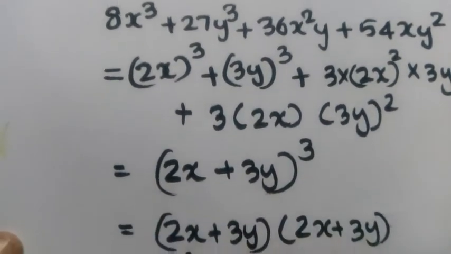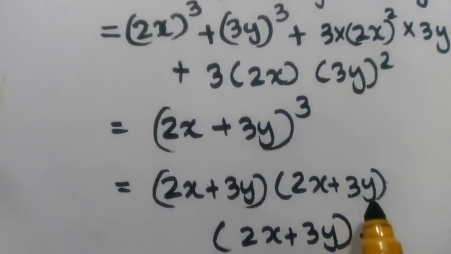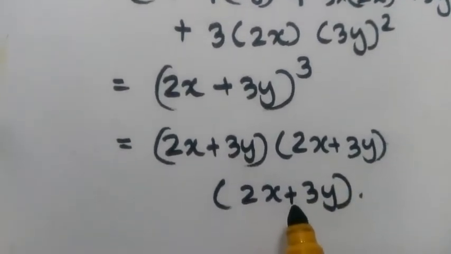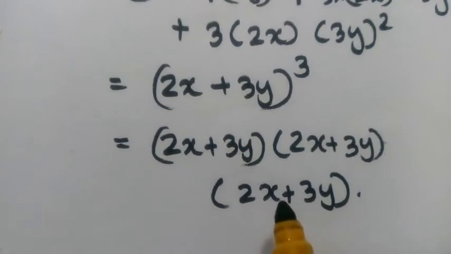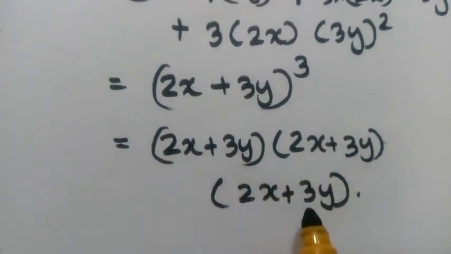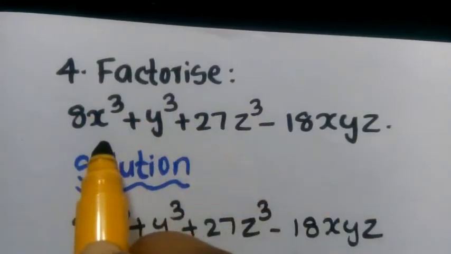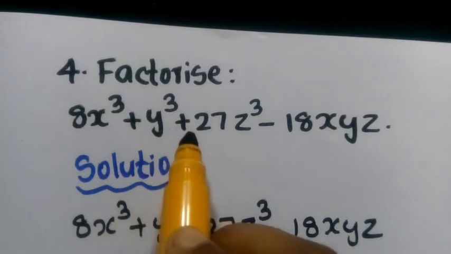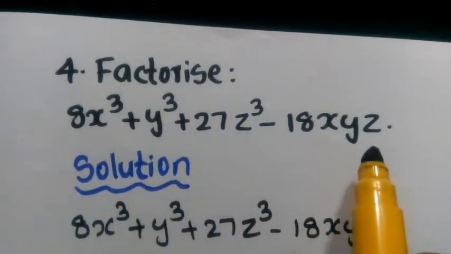2x plus 3y whole cube is equal to 2x plus 3y into 2x plus 3y into 2x plus 3y. Therefore, the factors of the given expression are 2x plus 3y, 2x plus 3y and 2x plus 3y. Fourth question, factorize 8x cube plus y cube plus 27z cube minus 18xyz.